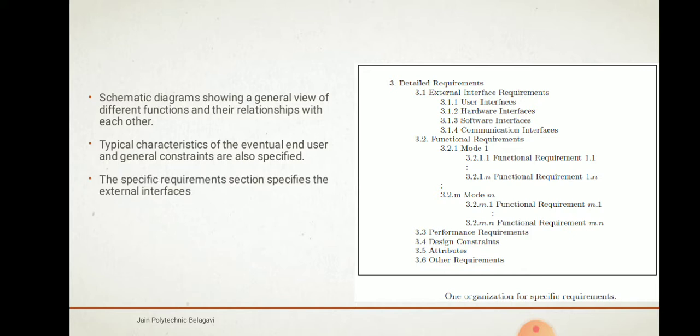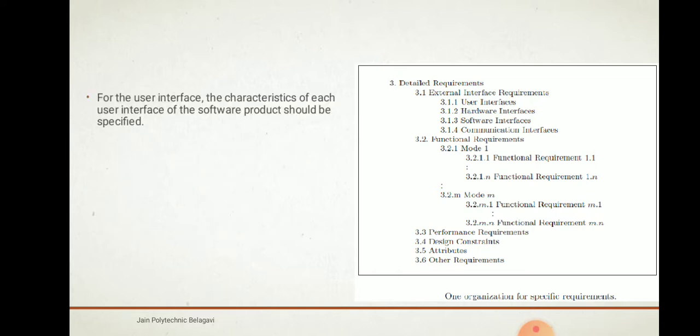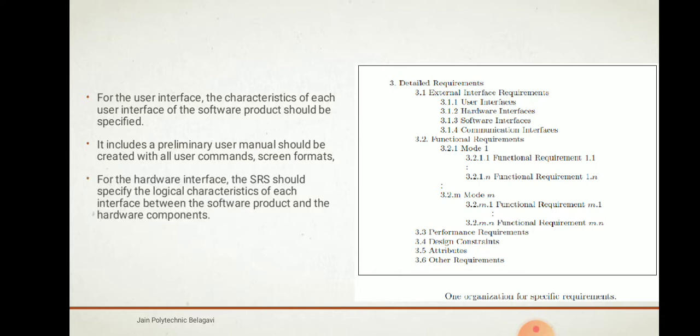The specific requirements section specifies the external interface, as we have discussed, functional requirements, performance requirements, design constraints, and system attributes. So for the user interface, the characteristics of the user interface of a software product should be specified. It also includes a preliminary user manual. This should be created with all user commands and screen formats.